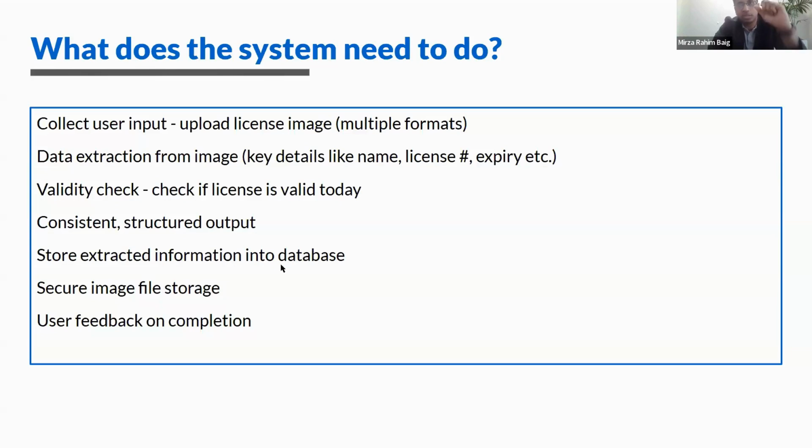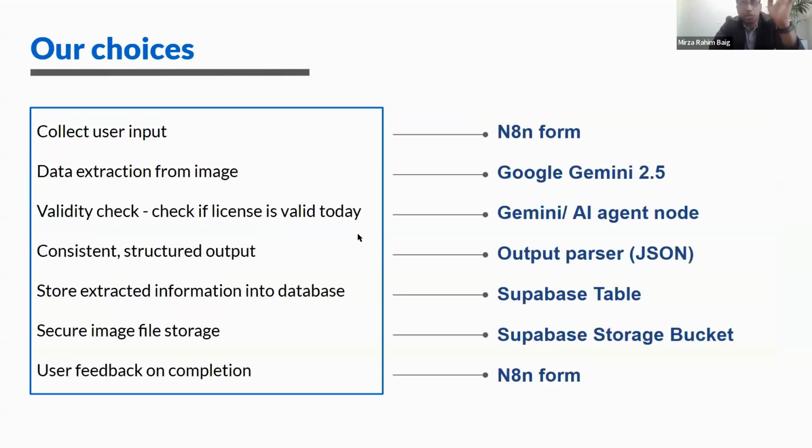And finally, once this is completed, the user gets a status update that this has been done, or that, okay, this is not a valid thing, right? So you should be able to get this kind of information. Cool. This is what we need to do. And in the next slide, we'll see what we'll use for each of them, okay?